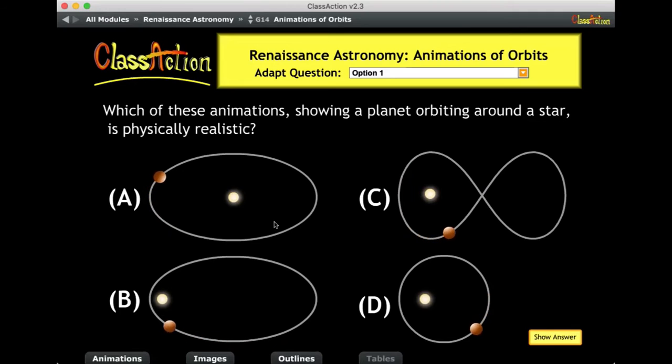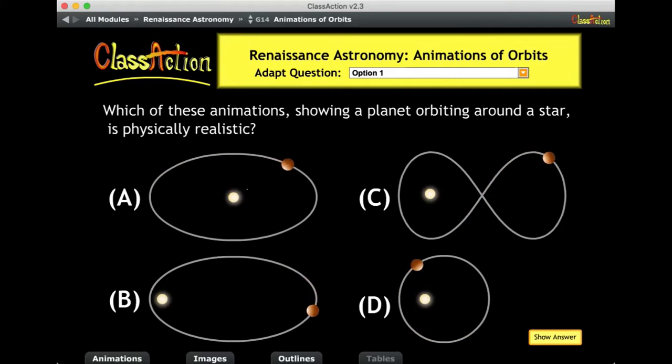A, B, and D, however, are all physically realistic shapes, right? Orbits can be perfect circles and they can be ellipses. This is a perfect circle. These are ellipses. All of these are particularly good shapes for the orbits, but there's something about 2 of these that are off and are wrong.